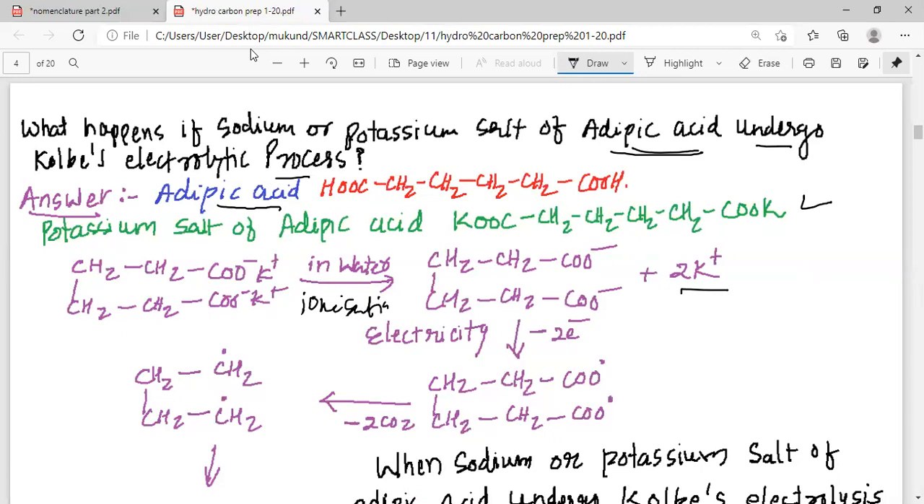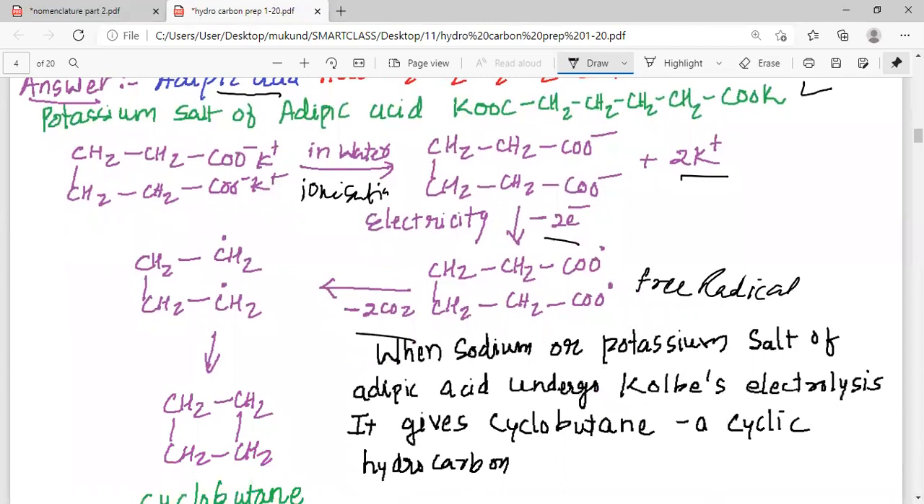When electricity is passed through these ions, this ion loses its two electrons and gives us the free radical. This free radical, whatever we get, loses two molecules of carbon dioxide, and we get the C4 free radical, as you can see here in the picture, that is free radical CH2 bonded to CH2, and again we have the next or another free radical.